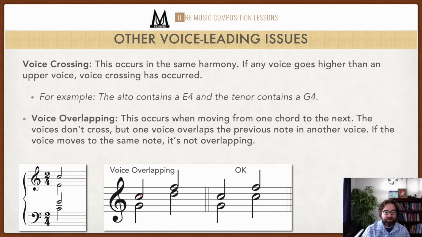Voice overlapping occurs when you have two different chords. So you'll notice this G here, it's in its own octave register, it's its own space. And then the soprano is also in its own space. But then the G overlaps the C and goes one step higher. So this D is actually overlapping with the C. It's overlapping voices. It's crossing into the soprano's territory. So this would not be allowed. You have to avoid this.